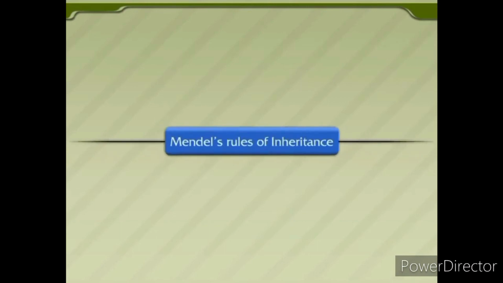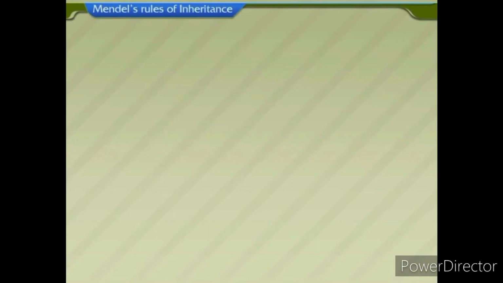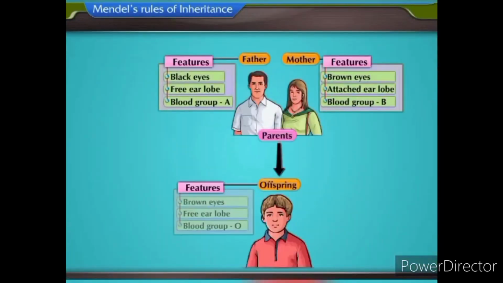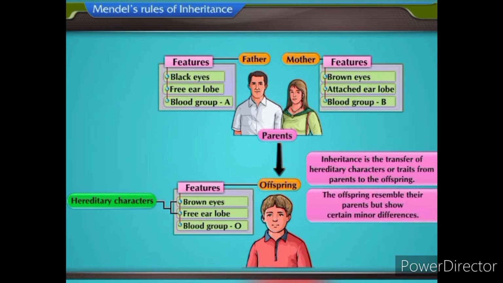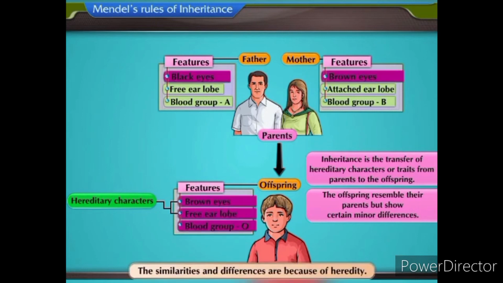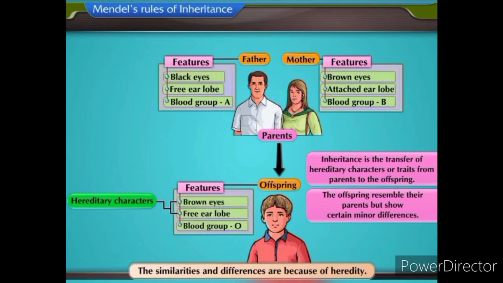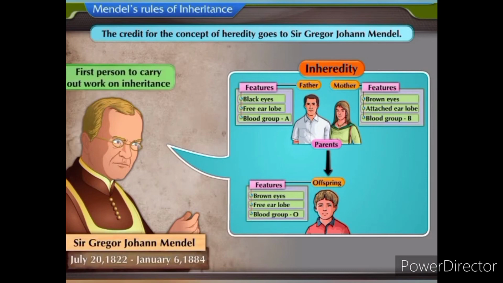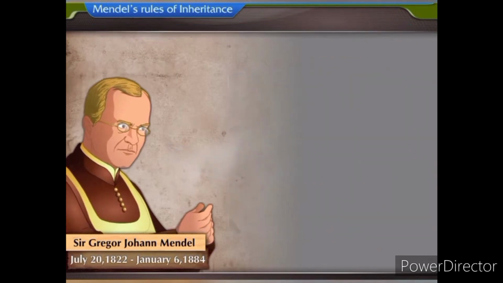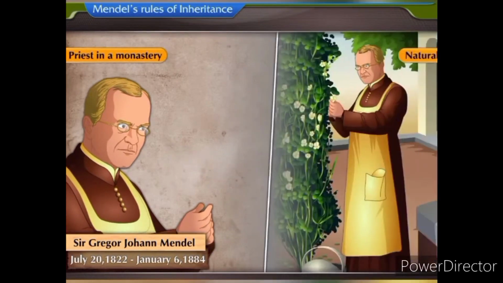Mendel's rules of inheritance. Inheritance is the transfer of hereditary characters or traits from parents to the offspring. The offspring resemble their parents but show certain minor differences. These similarities and differences are because of heredity. The credit for the concept of heredity goes to Sir Gregor Johann Mendel, who was the first person to carry out work on inheritance. Mendel was not only a priest in a monastery but also a naturalist.